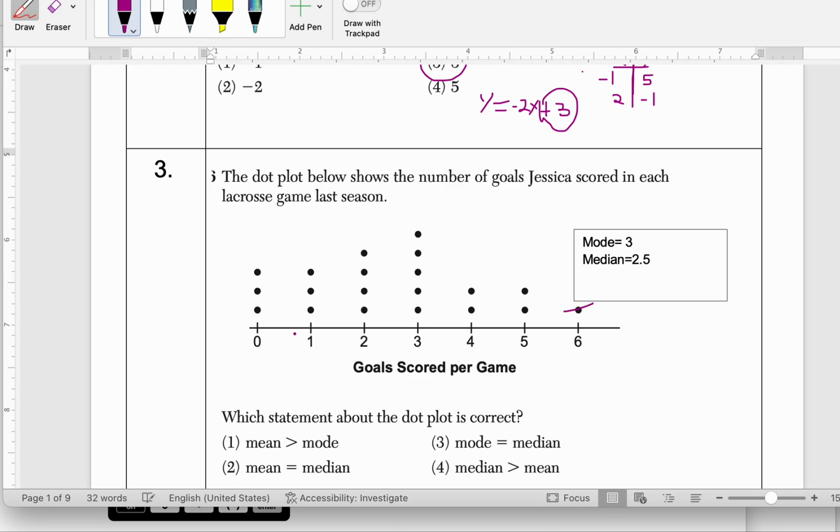So 1, 1. I know that there's 2 coming up. I usually like to keep it more in order, but if you can go and do that, that is fine. 1, 2, 3.